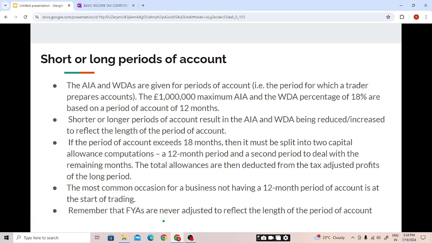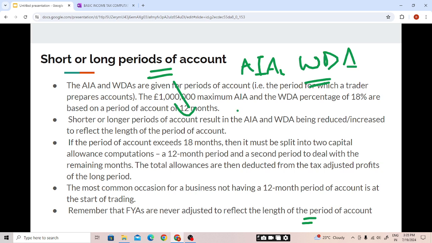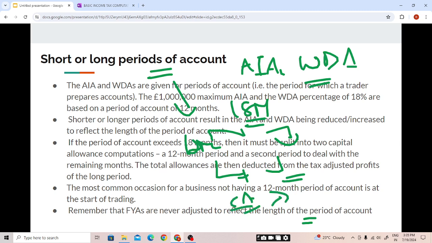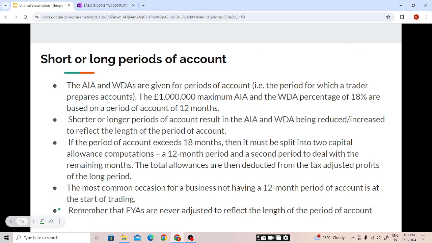Remember that FYAs are never adjusted to reflect the length of the period of account. So students, only AIA and WDA will be adjusted as per the length of the accounting period. If the length of the accounting period exceeds 18 months, then there is a 12 months separate computation and a separate computation for the remaining months. But these two need to be added to claim the capital allowance and adjust to the accounting profit so that we arrive at our tax adjusted trading profit. I hope this is clear.